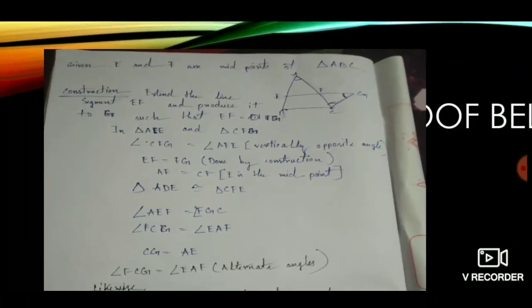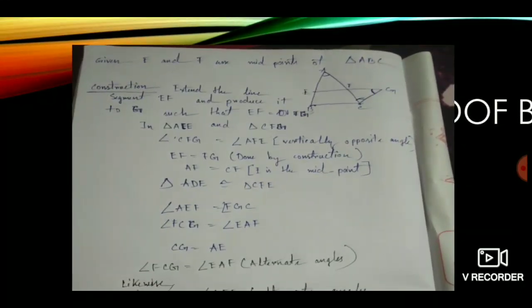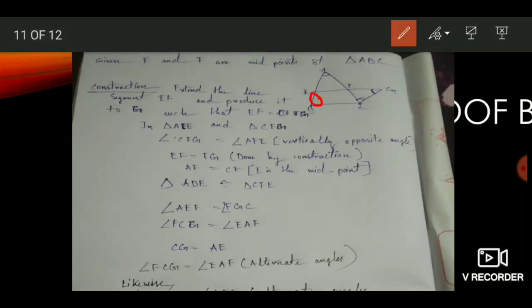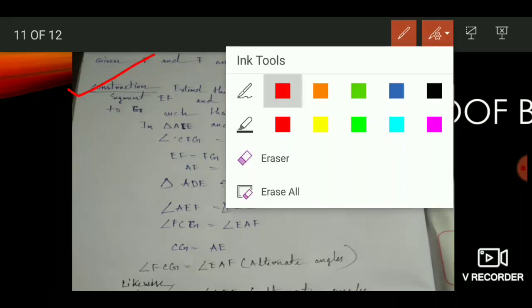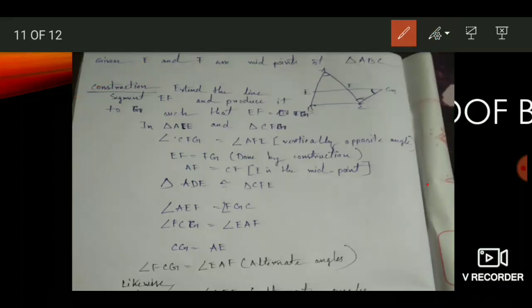Now, suppose you are given that the midpoint of this side is E. This midpoint is E over this side, and there is also a midpoint over AC, that is F. Next, you have to do a slight construction. You have to extend this line segment EF to G. You have to extend it to G only.